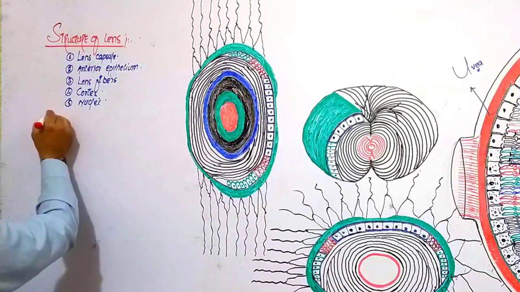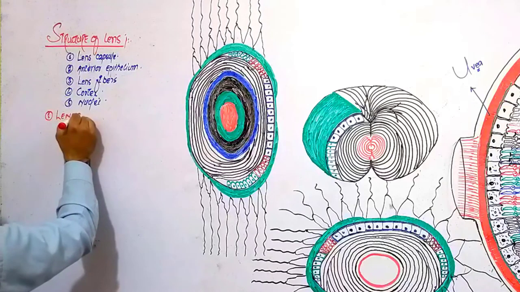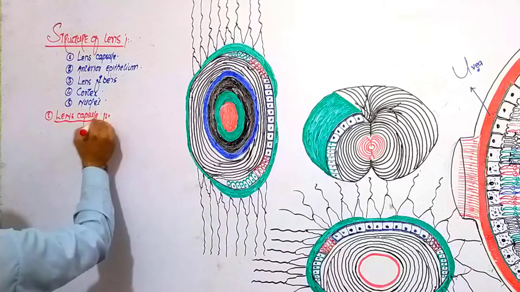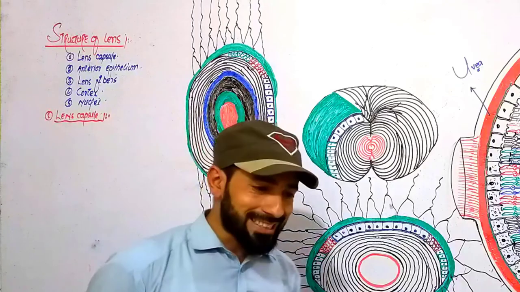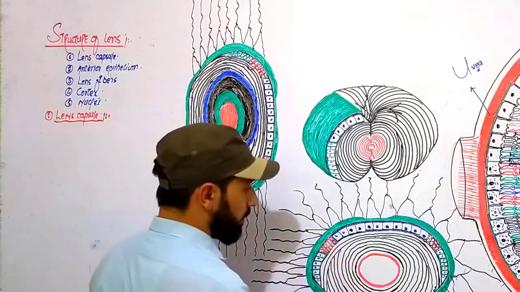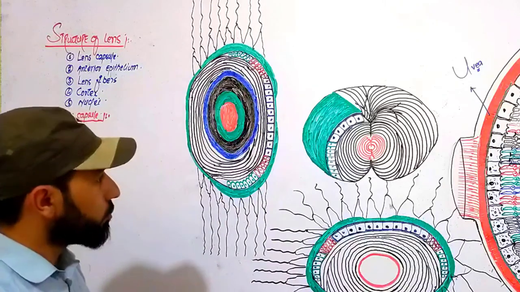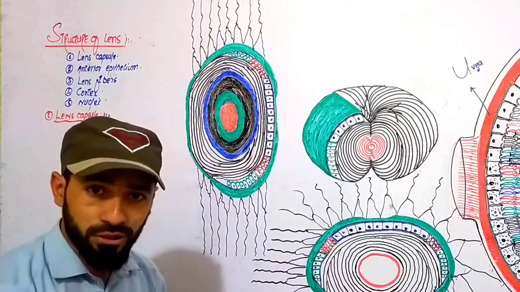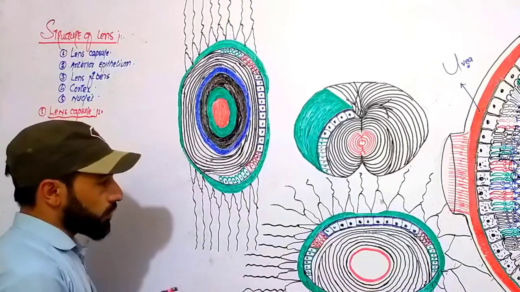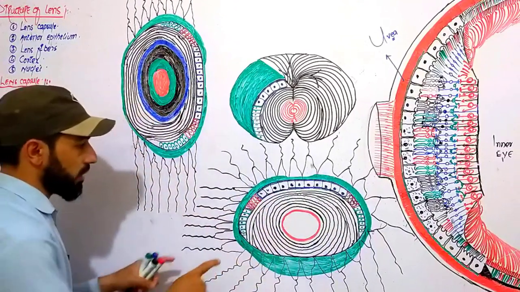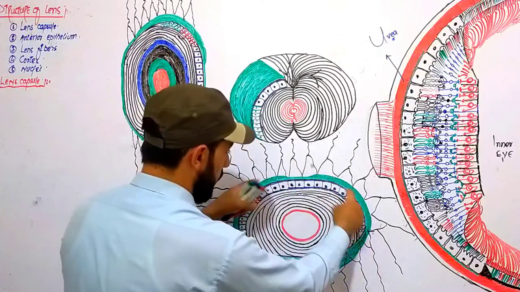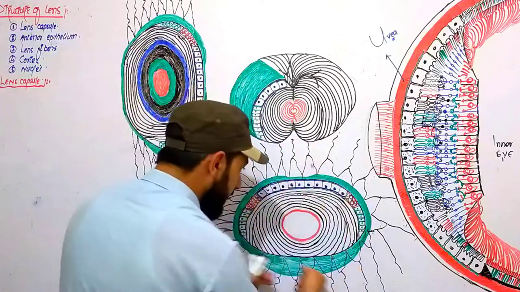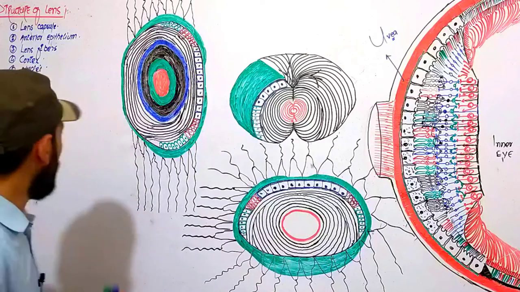First of all, we should know about the lens capsule. What is the lens capsule? It is a protective membrane which covers your lens and protects its fibers, the anterior epithelium and everything which is present inside the lens. Look carefully. I have drawn the lens from three different angles, in three different diagrams, for you to understand the structure clearly. With the green color everywhere, you can see this green cover of the lens is called your lens capsule.